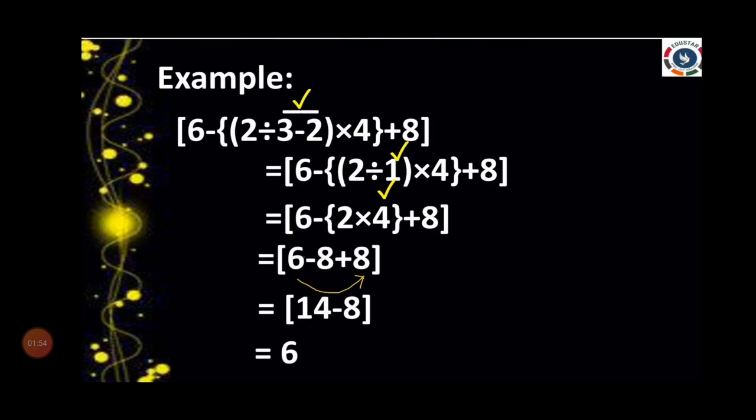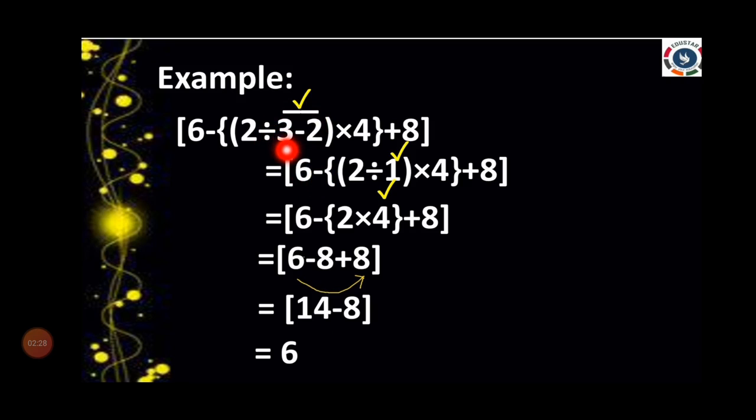Next I am going to explain through an example. 6 minus 2 divided by 3 minus 2 into 4 plus 8. First we give the first preference to the brackets, and then go with the DMAS rule. We have 4 types of brackets: line bracket, round bracket, curly bracket, and square bracket. First preference goes to the line bracket. The remaining parts you write as they are.